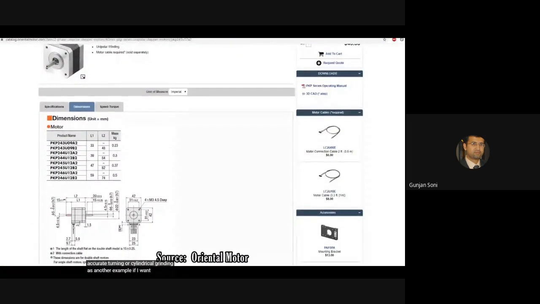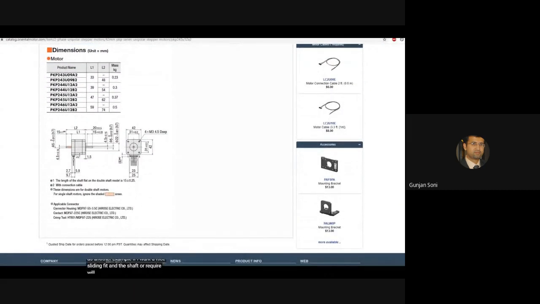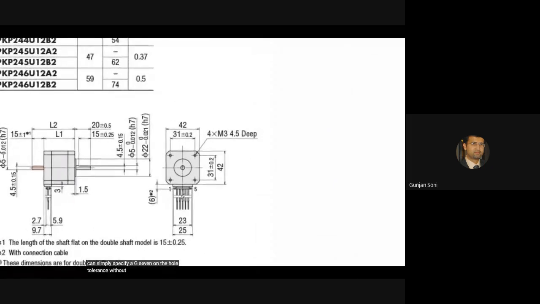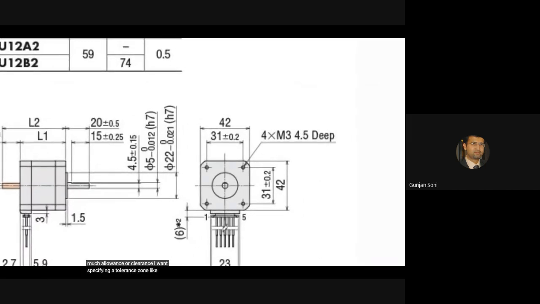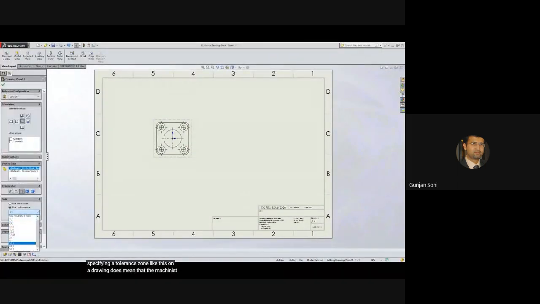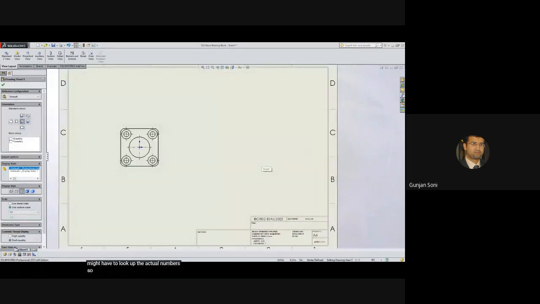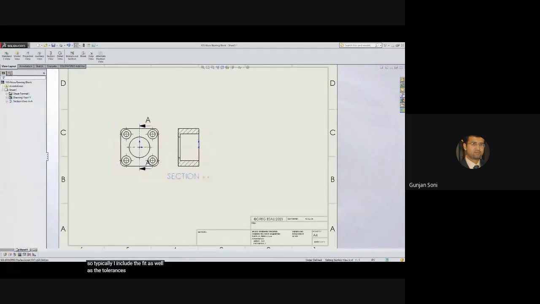As another example, if I want a nice sliding fit and the shaft I require will be in the H6 tolerance zone, I can simply specify a G7 on the hole tolerance without having to estimate how much allowance or clearance I want. Specifying a tolerance zone like this on a drawing does mean that the machinist might have to look up the actual numbers, so typically I include the fit as well as the tolerances.